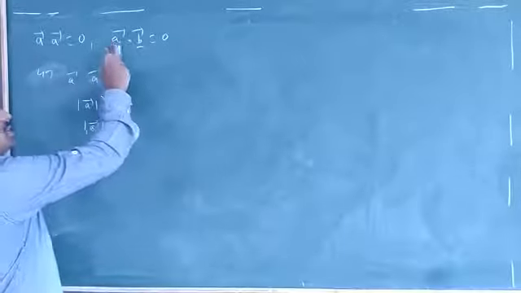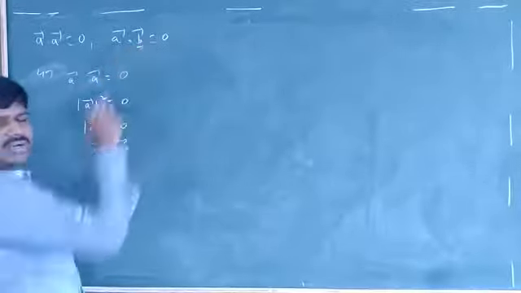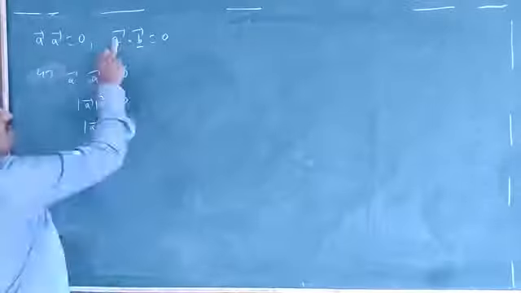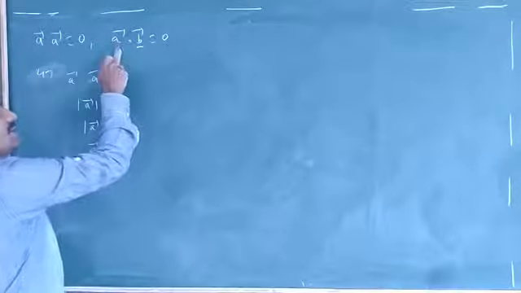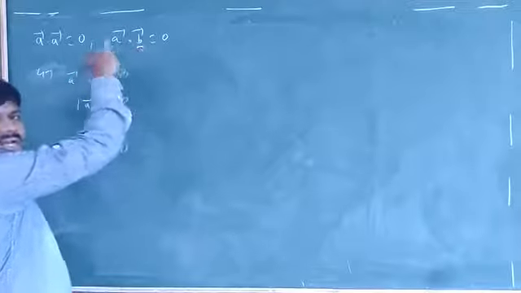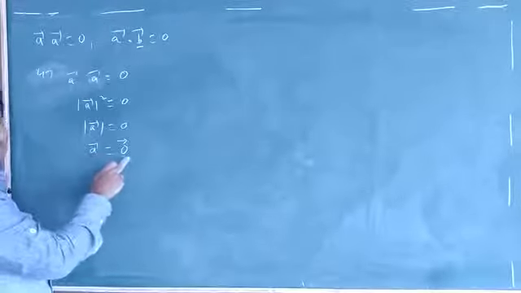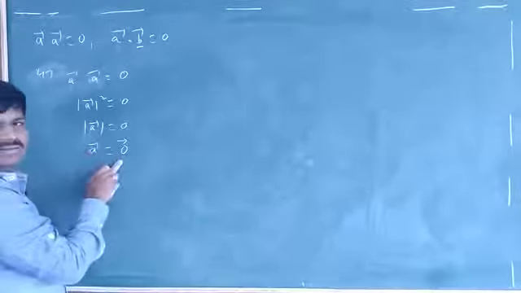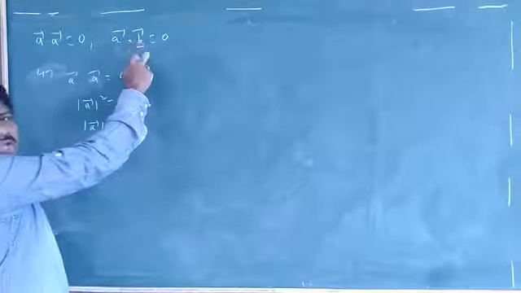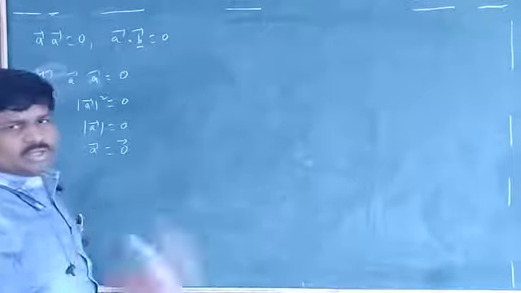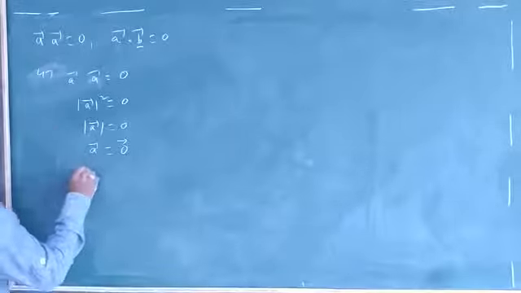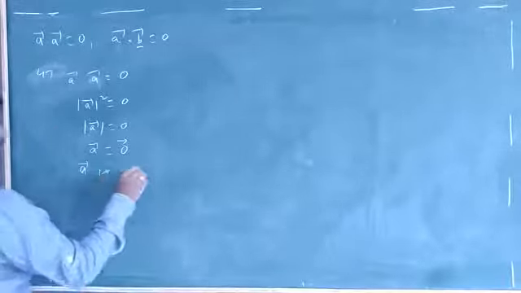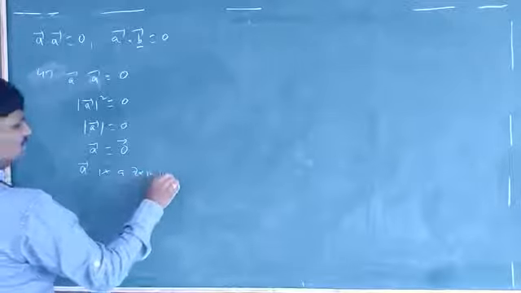A is 0 vector means compulsory what it will be. 0 vector dot any vector, you will get 0 only. It is scalar. 0 vector dot any vector, you will get the dot product equal to 0. So here, a bar is a 0 vector.